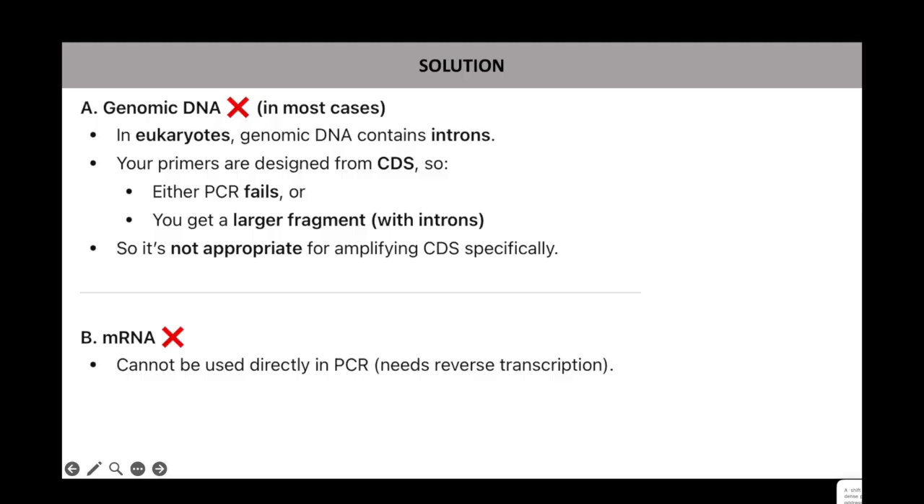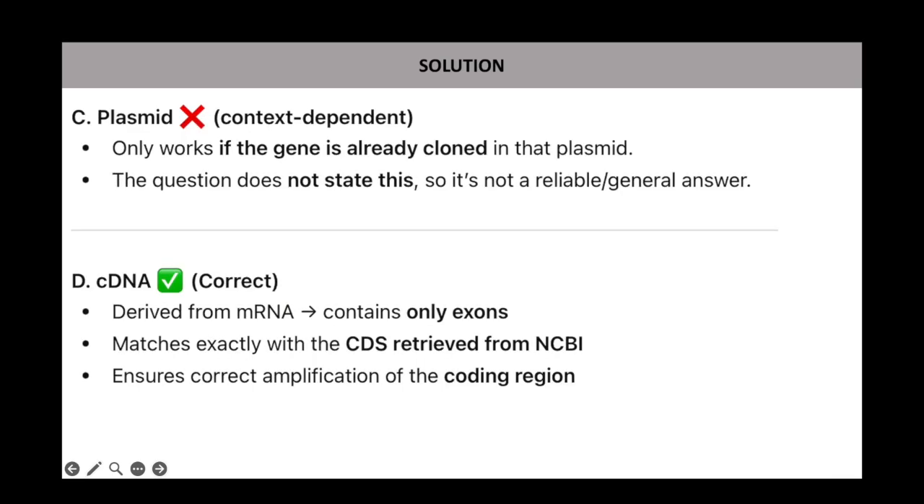So option B will be incorrect because it cannot directly be used for PCR. Option C was plasmid. Now, again, plasmid can be true if the CDS that we are talking about is already cloned in that plasmid. But if that gene is not cloned, then in that case, plasmid is useless for us.